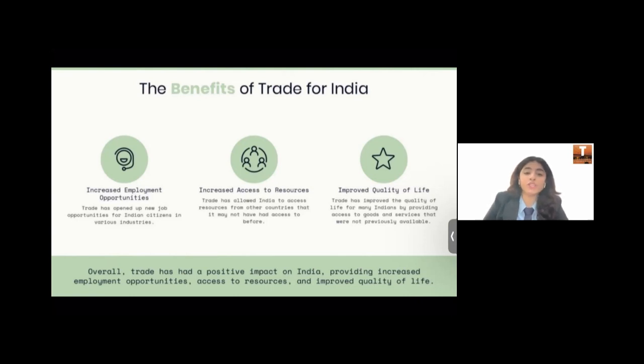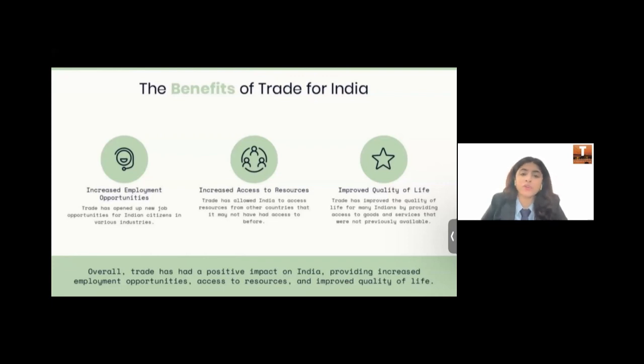Seventh would be knowledge and technology transfer. Trade enables the exchange of knowledge, technologies, and best practices between countries. Through interactions with foreign businesses and exposure to global markets, Indian companies can learn from international experiences. They can adopt advanced technologies, improve production processes, and enhance their competitiveness.